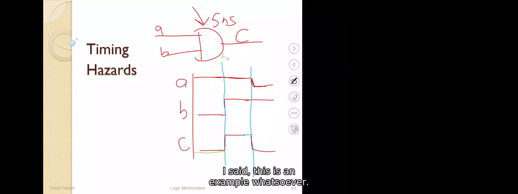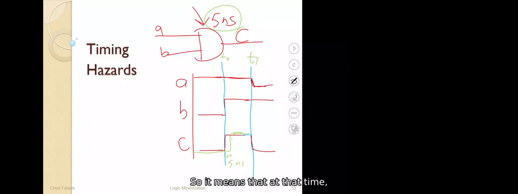I said 5. This is an example. So whatever, 5 nanoseconds. After 5 nanoseconds, C becomes 1, and it is 1. And then later in T1, A becomes 0. A becomes 0, so it means that not at that time it gets 0.